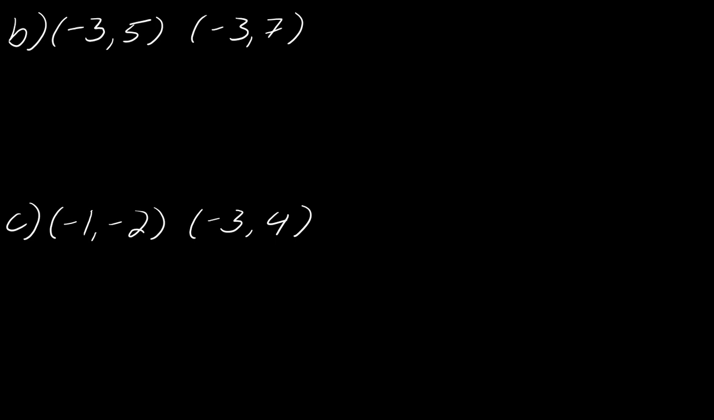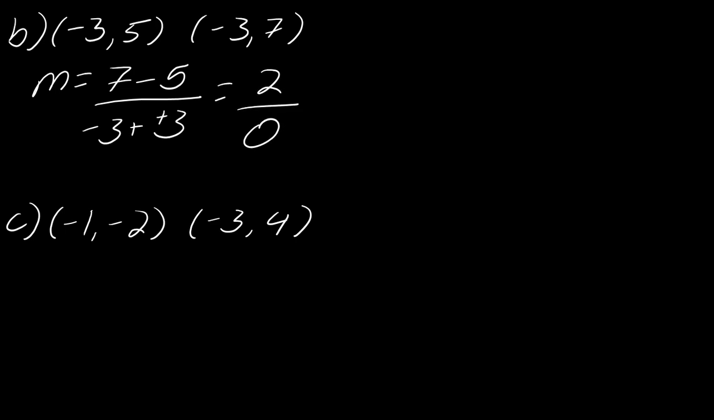Okay, so let's keep going with that. So now I've got negative 3, 5 and negative 3, 7. So once again, let's first find the slope here. So I'm going to take 7 minus 5 over negative 3 minus negative 3. So that actually means I'm going to add that. So this becomes 2 over 0. Okay. So as we know, 2 over 0 is undefined.